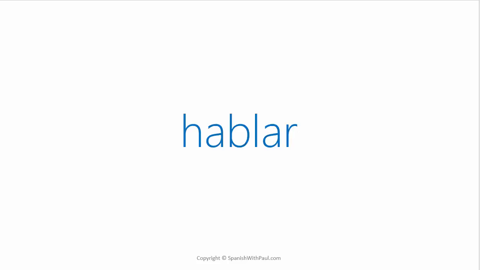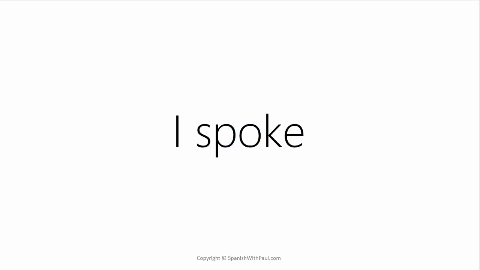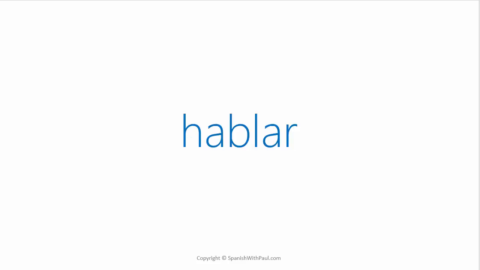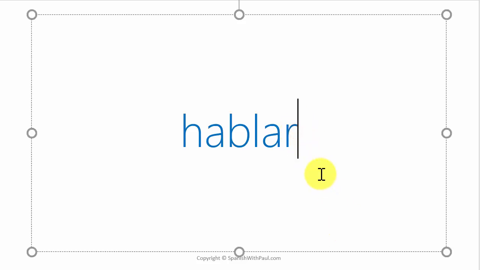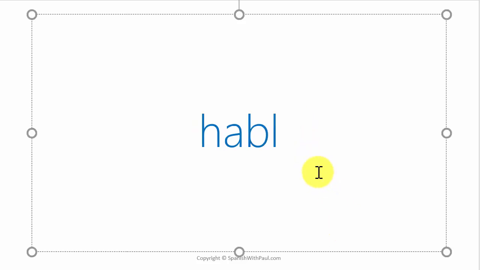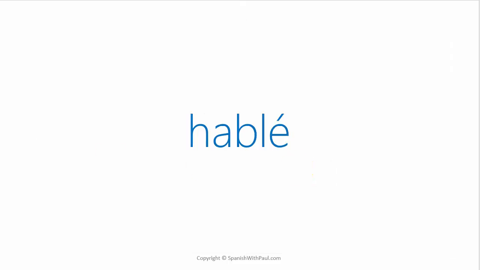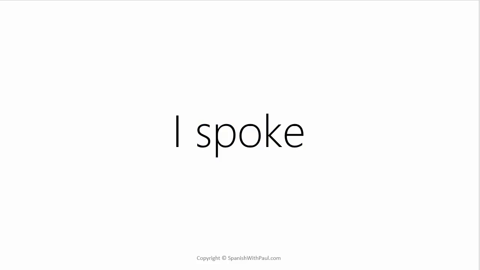What's the verb to speak? Hablar. Now, if we want to express I spoke, we would go back to the full verb and replace this AR ending with an E that has an accent on top. So the sound we get is hablé. Your pronunciation is very important here. To be understood, you must stress that final letter, hablé. This means I spoke.